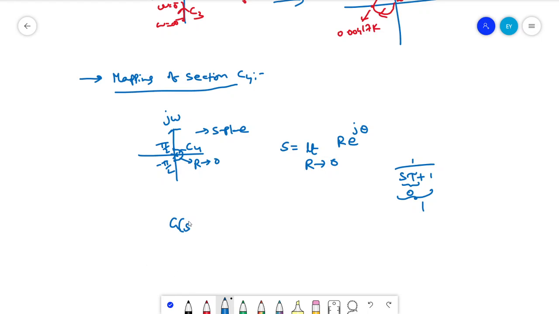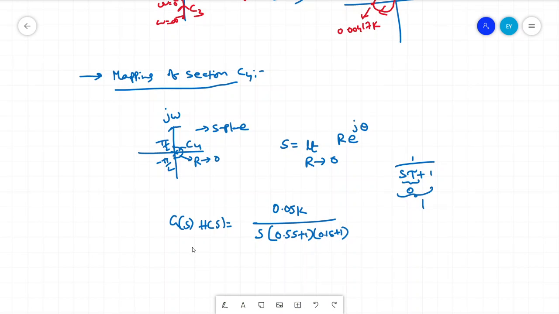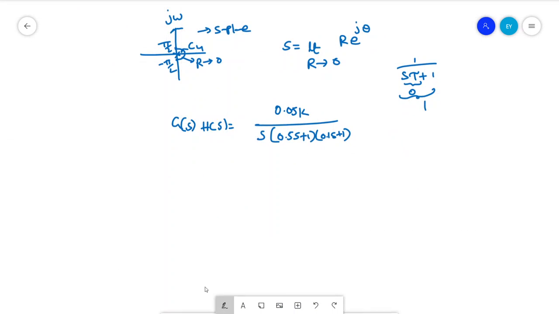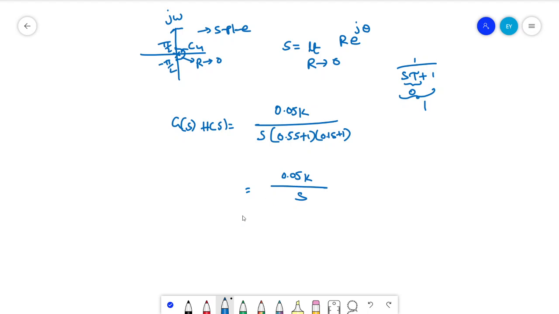G of s into h of s is equal to 0.05k divided by s into (0.5 s plus 1) into (0.1 s plus 1). So this will be 0, this will be 0, only the s term will be left. So the final expression will be 0.05 k divided by s.